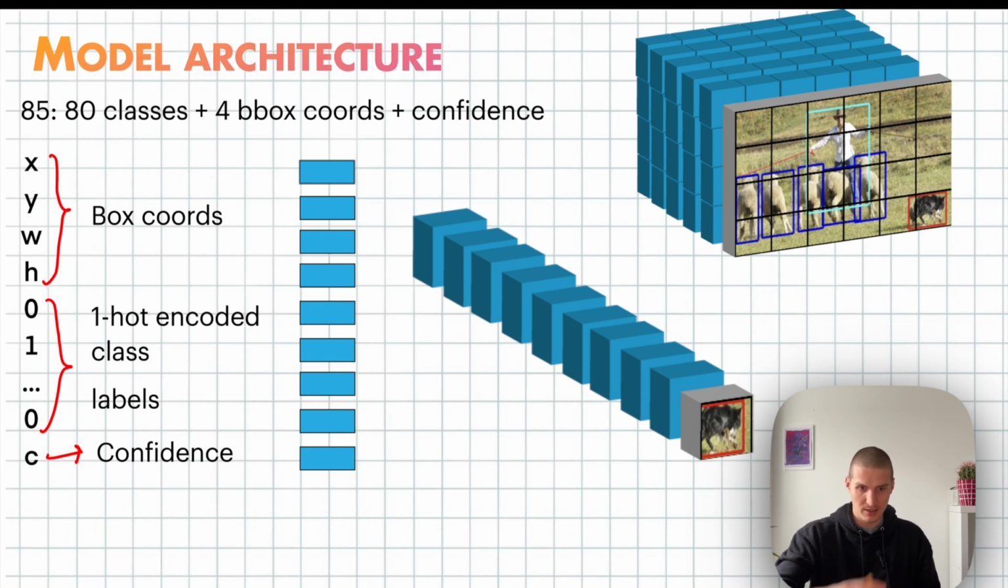So here is the demonstration of how these 85 coordinates work. We can imagine that this output of the model is basically a giant cube where each cell corresponds to a certain piece of the picture, a certain cell within the picture. And then for that cell, for each of the 3 scales, for each of the 3 anchors, the model outputs these 85 numbers corresponding to class probabilities, bounding box coordinates, and the confidence.